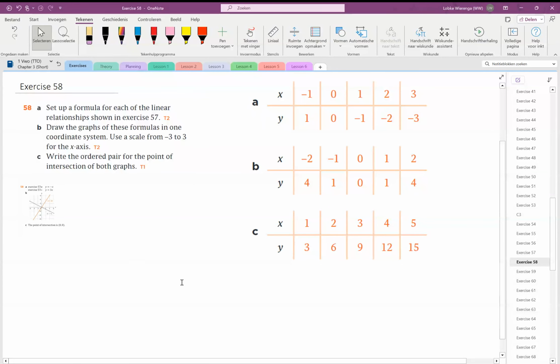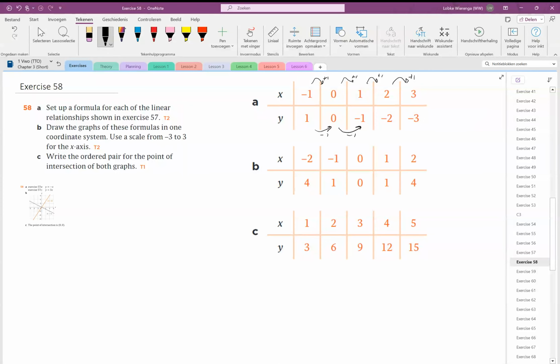For 58, we need to set up a formula for each of the linear relationships in exercise 57. So I also copied 57, and then we first need to check whether it's a linear relationship or not. So we talked about this in the lesson. Over here, I keep on doing plus 1, plus 1, plus 1, plus 1. And then I check what's happening at the bottom. So over here, it's minus 1, minus 1, minus 1, minus 1. Okay, so this is the same for the entire table.